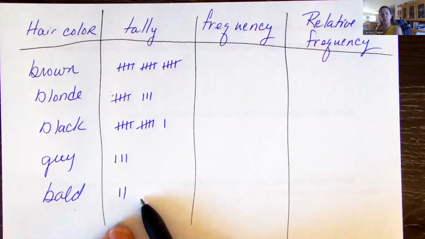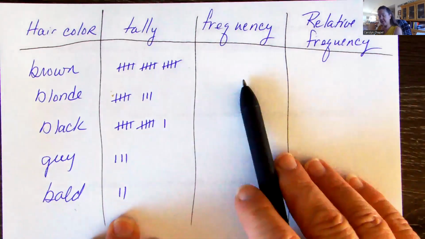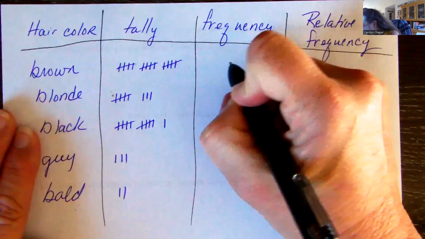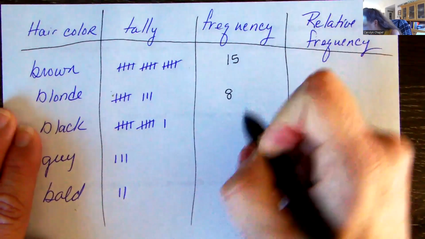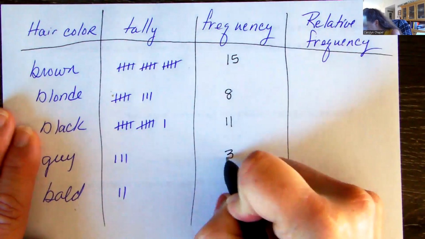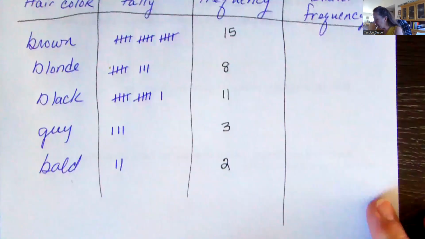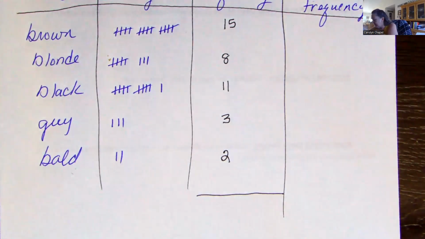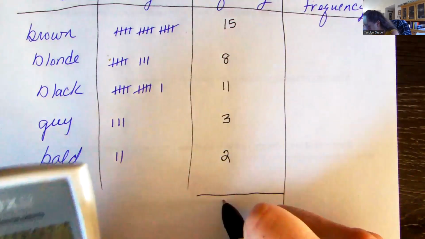And once we have this down, what we're going to do is turn this into our frequency. In other words, turn our tallies into numerical numbers. So I have 15, I have 8, I have 11, I have 3, and then I have 2. I might want to add these things up just so I know how many total people I have. I find my calculator. I don't. Oh, here it is. So I'm going to be adding those numbers. So my 15 and my 8, my 11, my 3 and my 2. I have 39 total people.